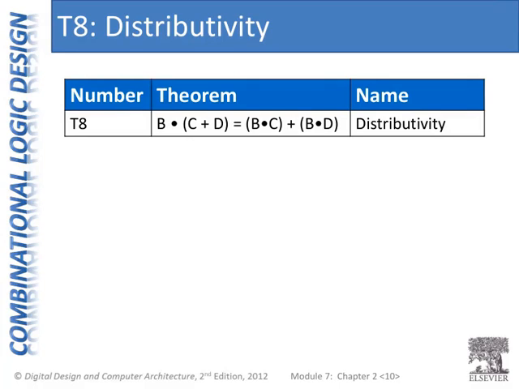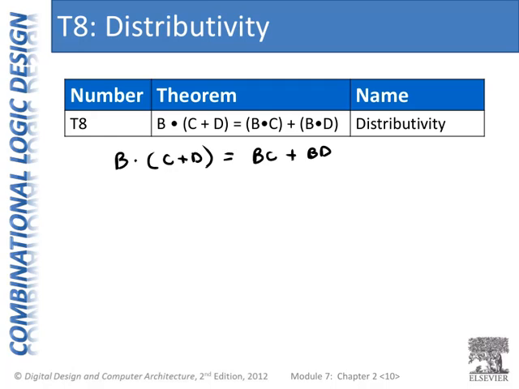We can also use proof by exhaustion to show that the distributivity theorem is true or valid. So here we have B and (C or D). I want to show that that's equal to (B and C) or (B and D). So that AND operation, again, distributes across the OR.